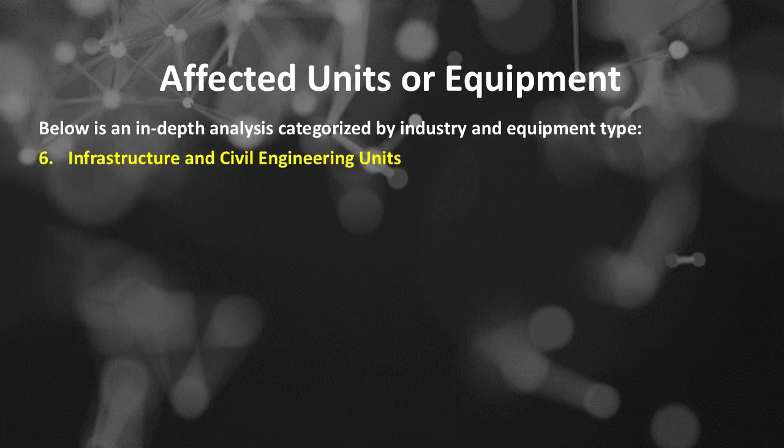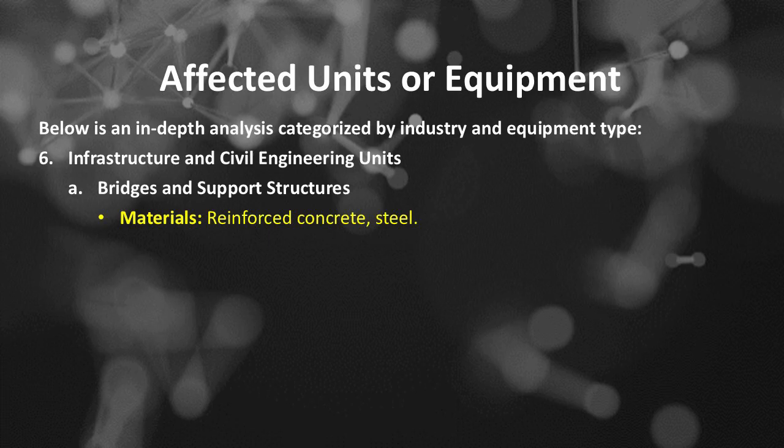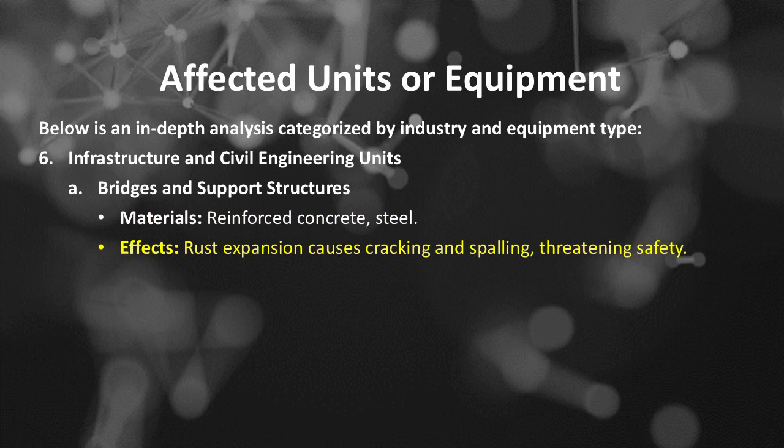Number 6 of oxidation damage mechanisms, affected units or equipment is infrastructure and civil engineering units. Number A is bridges and support structures. Materials: reinforced concrete, steel. Effects: rust expansion causes cracking and spalling, threatening safety.